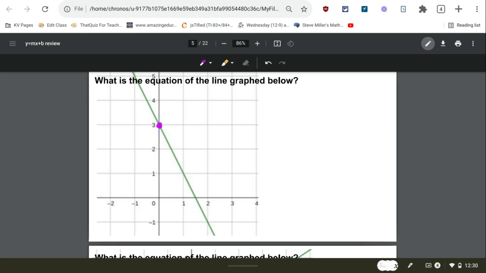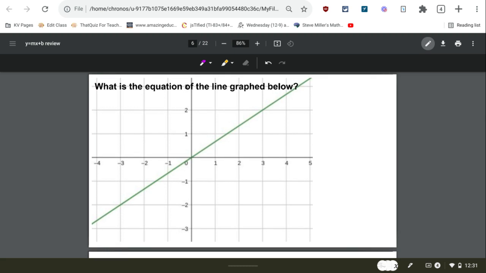My y-intercept is 3, so b is equal to 3. My slope, my m, looks like there's another point right here. Okay, so if I count the rise, it's actually a fall here, but it's 2, and then 1. So that's going to be -2/1. That'd be my slope, or just -2. So the equation is -2x plus 3.